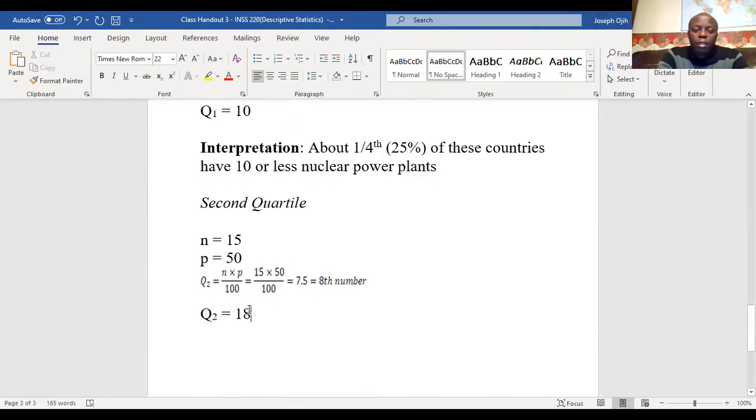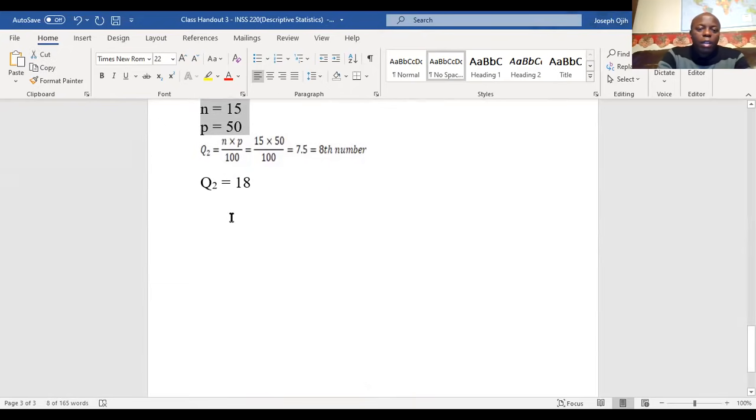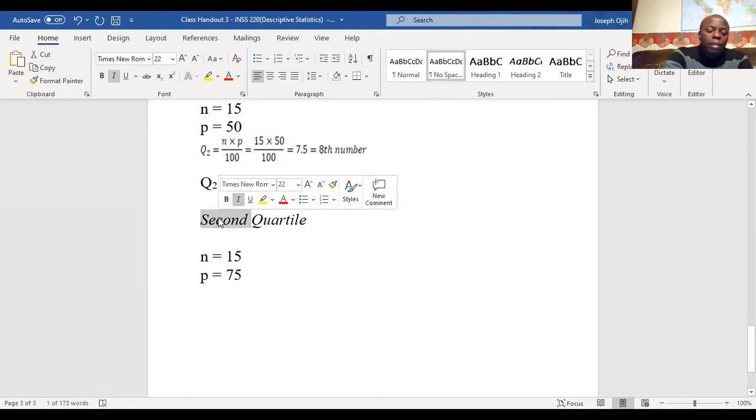Okay, so that's basically the way we interpret it. So then next is the third quartile. Let us find the third quartile now, following the same process. Like I mentioned at the beginning, some books might use a different way. They can arrange it in order, then take the number at the middle for the second quartile. For the third quartile, P will change to 75, and everything else is the same because the numbers remain the same.